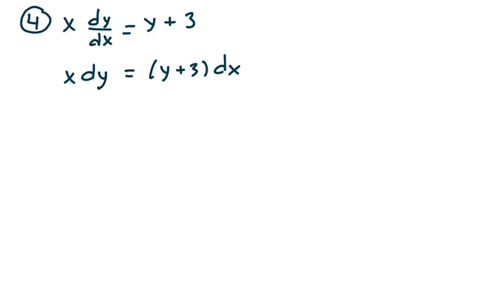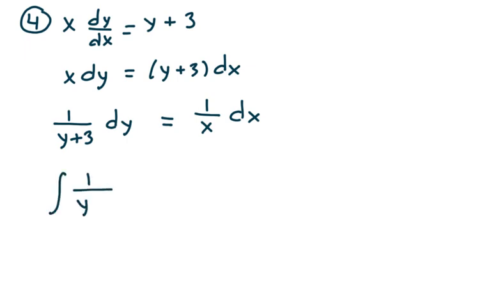So what I need to do is the following. I need to essentially divide both sides by y plus 3 and then divide both sides by x at the same time. In other words, I'm going to get 1 over y plus 3 dy for the left side. And on the right side, I'm going to get 1 over x dx. And then from here, we get to integrate both sides. So the integral of 1 over y plus 3 dy is the same as the integral of 1 over x dx.